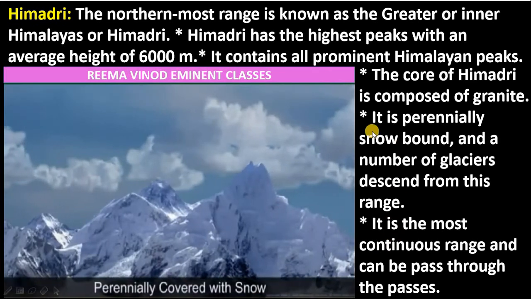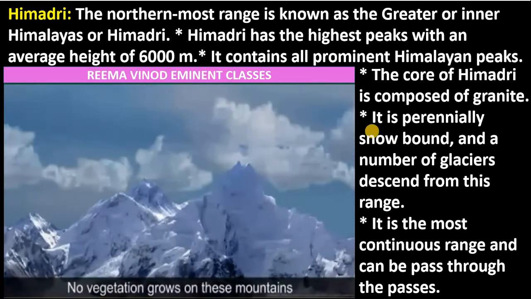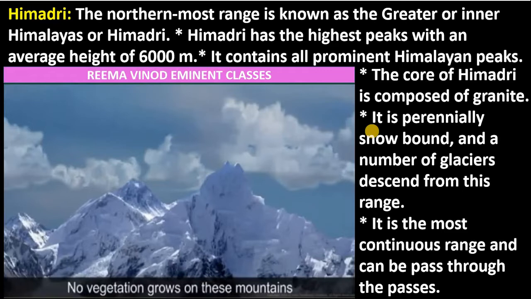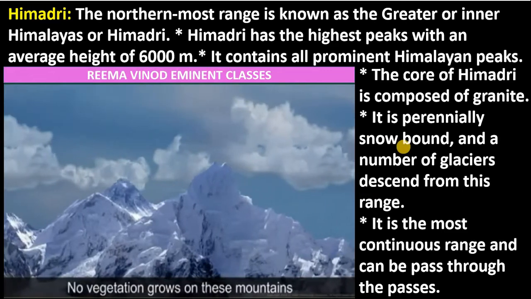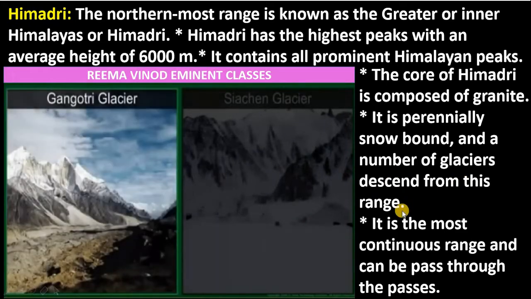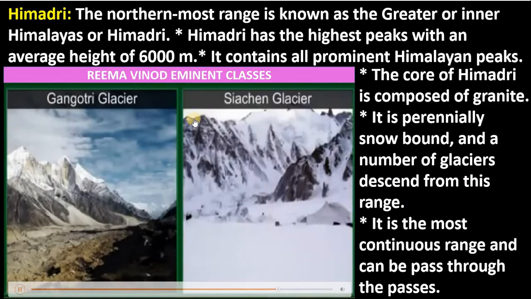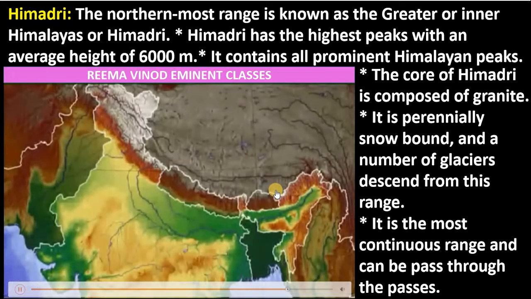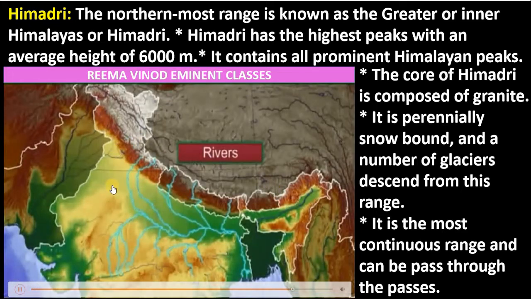So these Himadri ranges are snow-covered throughout the year. It is mentioned here, perennially snowbound, and a number of glaciers originate from here, like Gangotri Glacier and Siachen Glacier. These glaciers are originating from this area. A number of rivers also originate from the Himadri range.